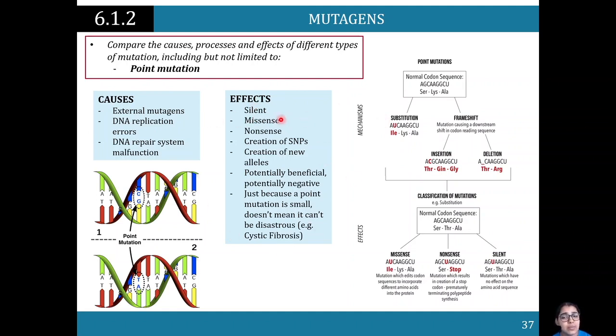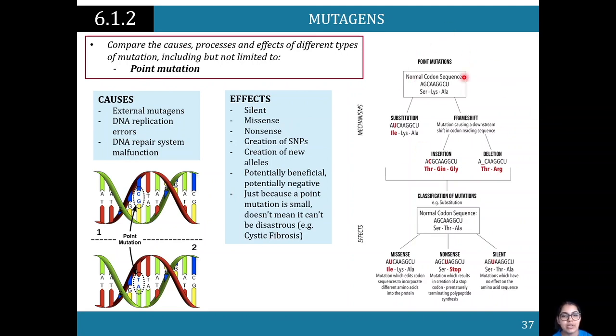It can lead to a silent mutation, which means we don't actually see it having an effect on the amino acid sequence that's produced. It can be missense, nonsense. It can lead to the creation of SNPs, which are single nucleotide polymorphisms, the change in a single nucleotide. It can also lead to the creation of new alleles. So mutations are not always bad. They are important for variation, but they can be bad. They can be potentially beneficial, and they can be potentially negative. And just because a point mutation is small doesn't mean that its effects will be small. Cystic fibrosis is an example of that.